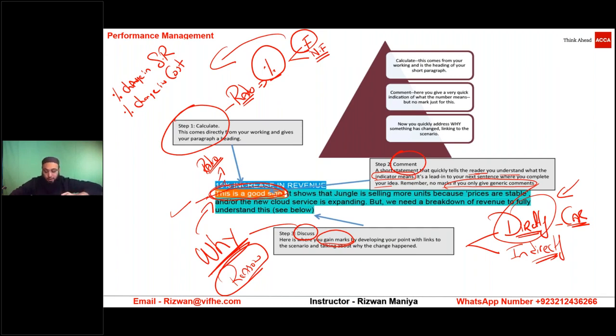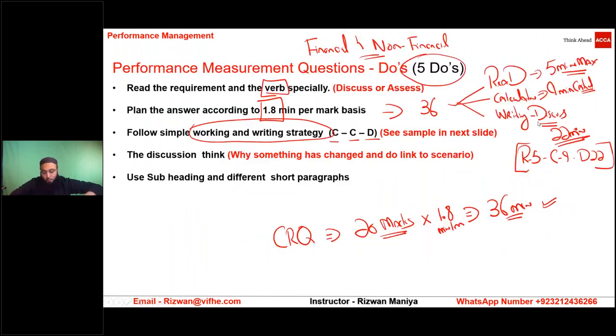Now, once we move towards the question, we'll find what to do. So coming back to the previous slide, it's C, calculate, C, comment, and D, discuss. The highest marks are for discussion.